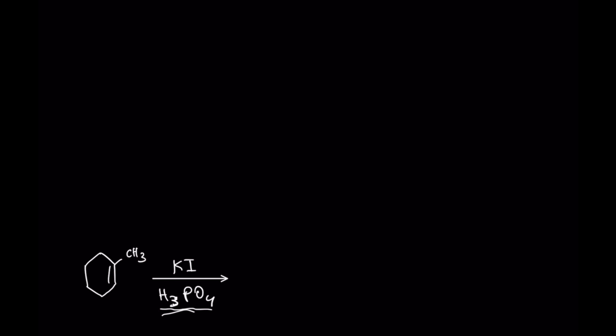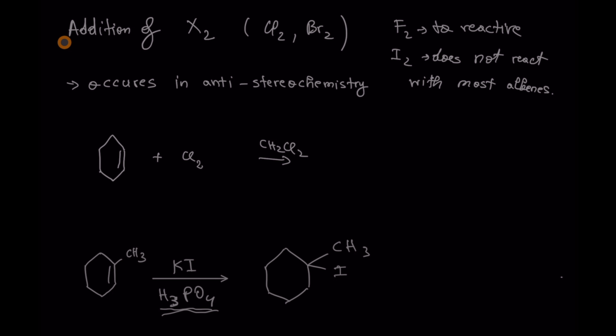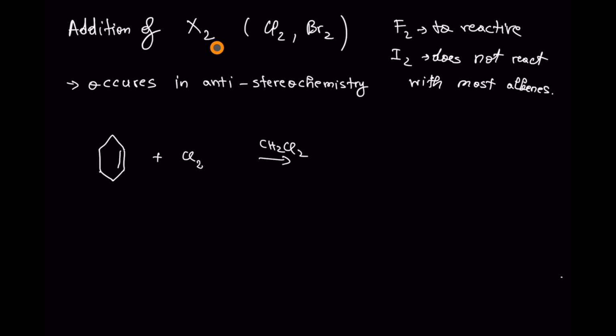In order to add iodine, which is less reactive than chlorine and bromine, we need to use a catalyst such as phosphoric acid. So the addition here is going to happen according to Markovnikov's rule, so the iodine is going to attach to the more substituted carbon. Let's move now to the addition of halogens, chlorine and bromine. Fluorine is too reactive, and iodine does not react with most alkenes.